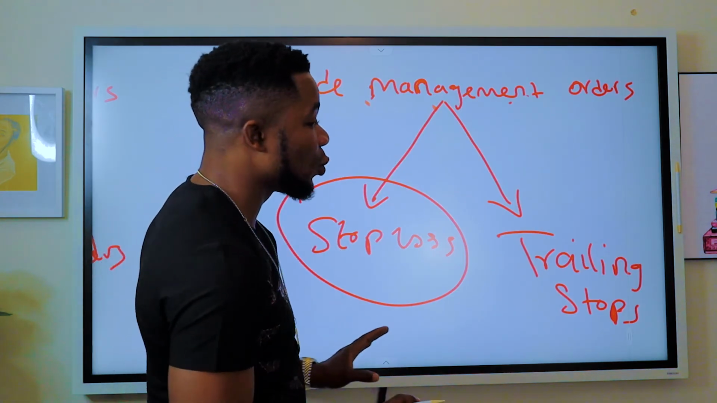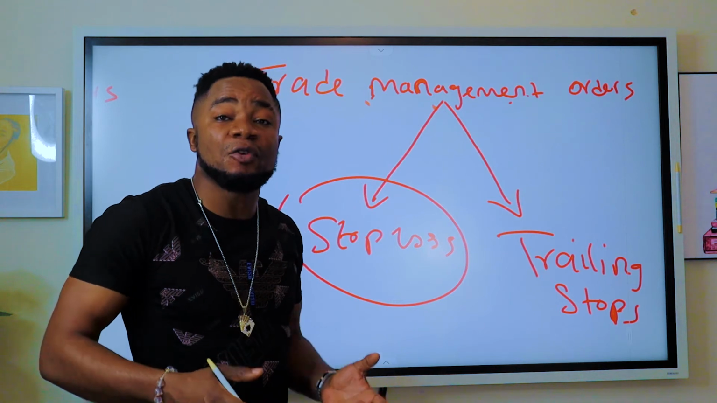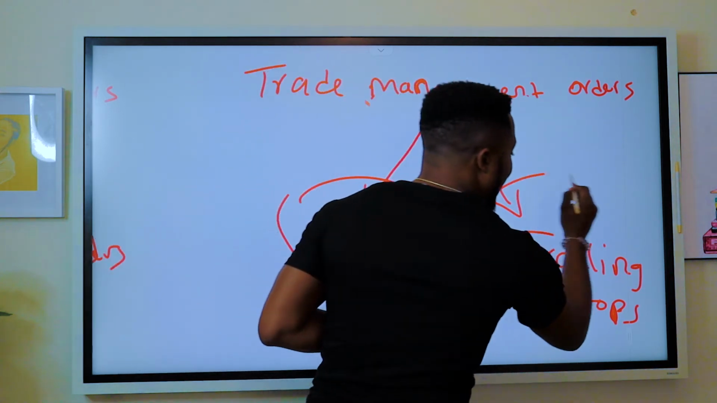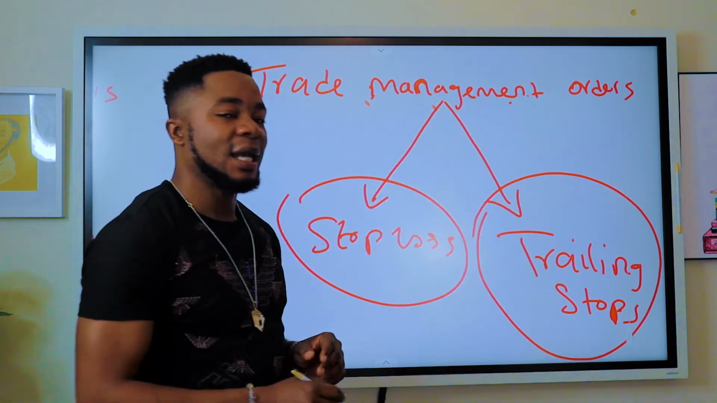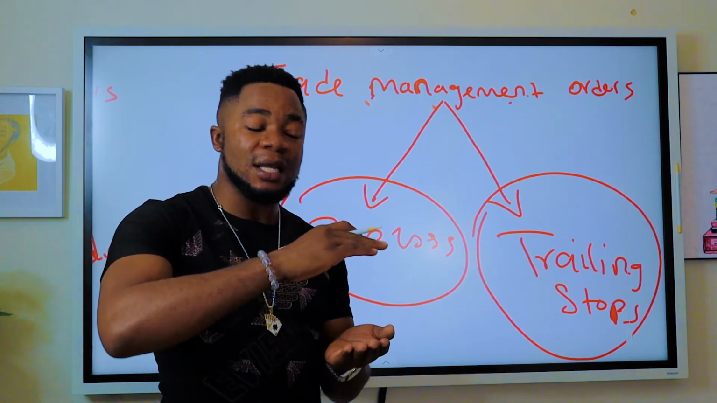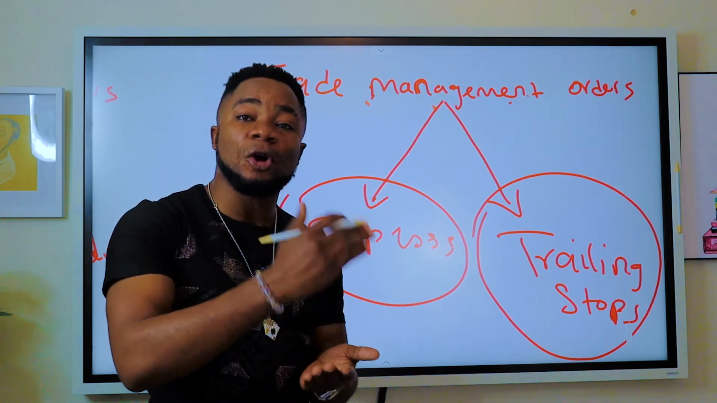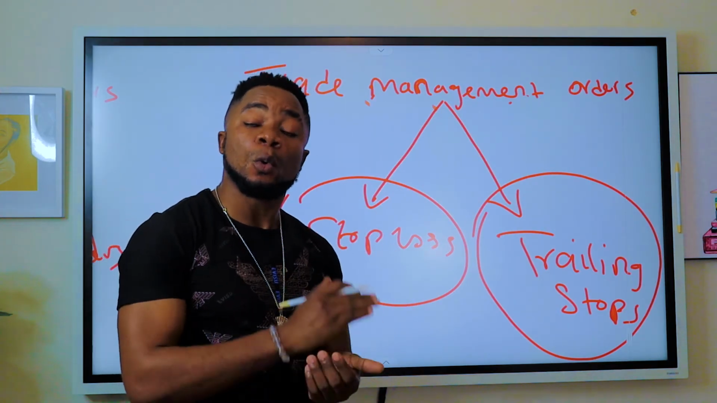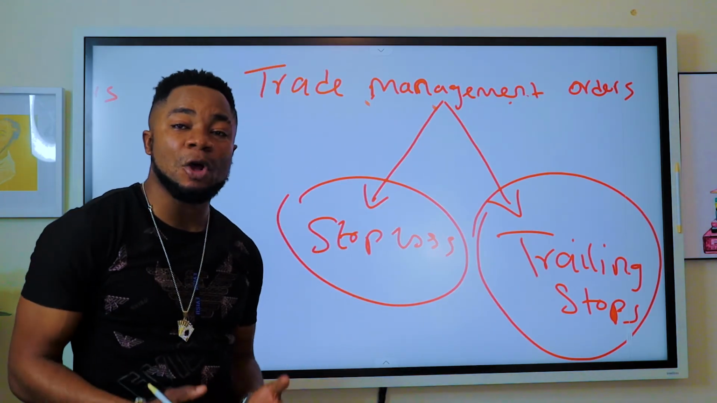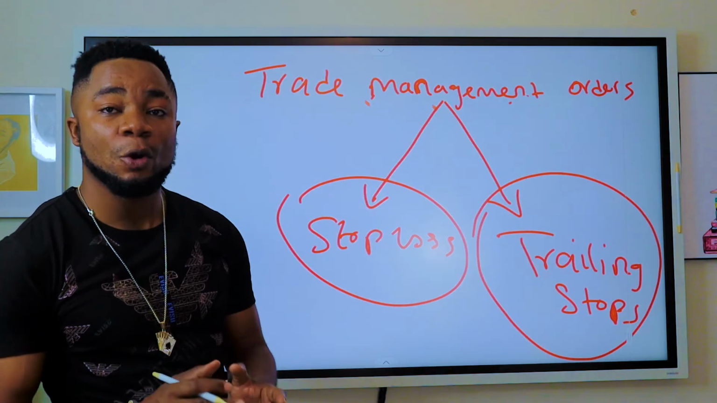But now, let's assume, what if the trade goes your way? What if you are in profit? This is how you are able to protect your profit. So this is where a trailing stop will come into place. A trailing stop is just an order that locks in profit once you are in profit. As simple as that. It's just an order that locks in profit once you are already in profit.